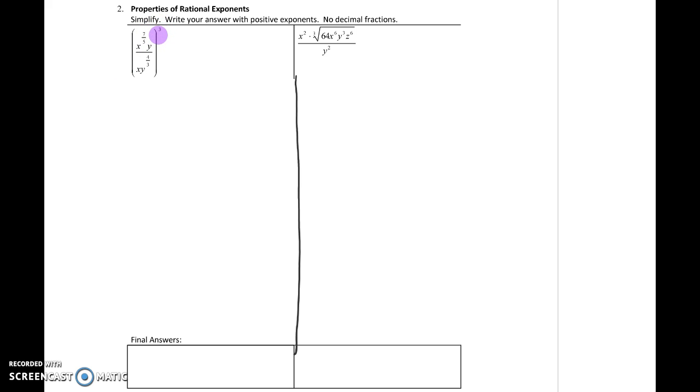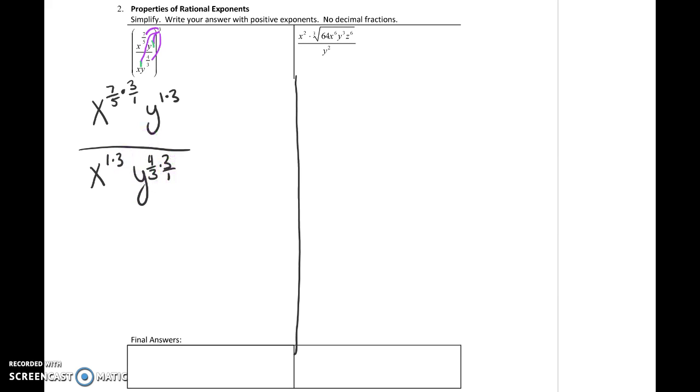You can attack this problem a couple of different ways. I'm going to distribute this 3 to all 4 exponents. Anywhere you don't see an exponent, there's an invisible 1. So this turns into x to the 7/5 times 3 over 1, because remember, power to a power, you multiply, times y to the 1 times 3, over x to the 1 times 3, y to the 4/3 times 3 over 1.